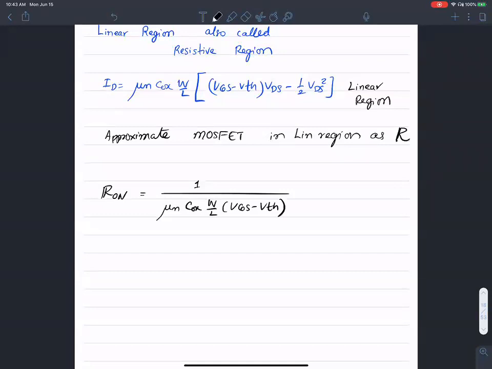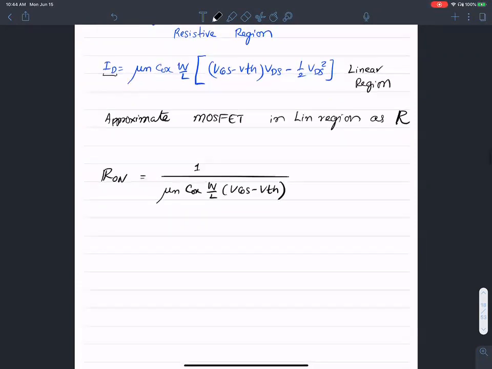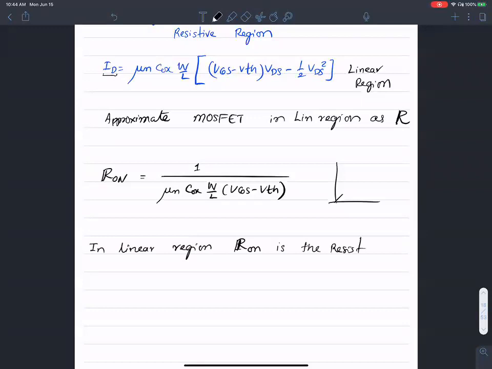Okay, in order to do that, all you have to do is get the derivative of this with respect to VDS, the partial derivative of all of this with respect to VDS. Okay, so that's the idea. Now, the on resistance, like I mentioned, in a linear region, the MOSFET can be approximated to be a resistance. So if it is a resistance, what is its resistance value? So in the linear region, the on resistance of the MOSFET is approximated, R on is the resistance between drain and source, okay? So that's the idea.